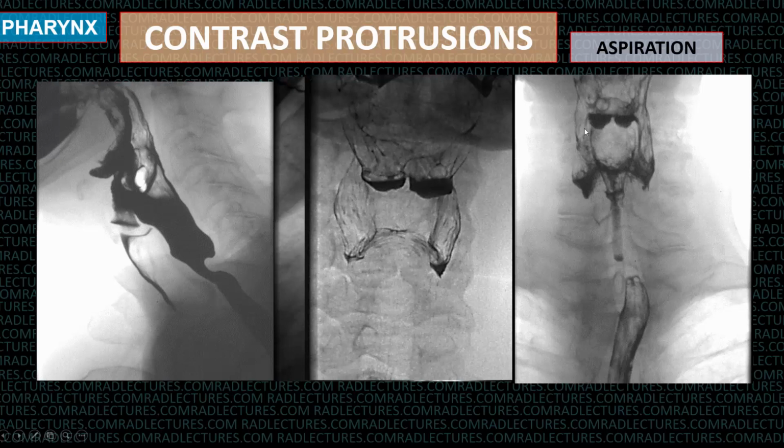Same valleculae here, epiglottis over here, and piriform sinuses, but there is contrast. And here you can see the contrast filling up the glottis, which you can see here. Here it is filled with air, but in this case it is filled up with contrast. So there is aspiration on AP view.